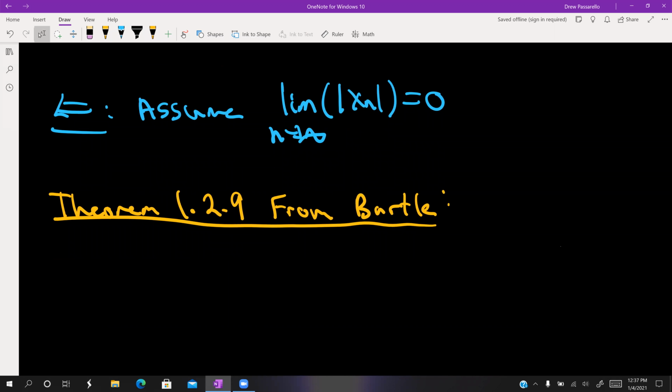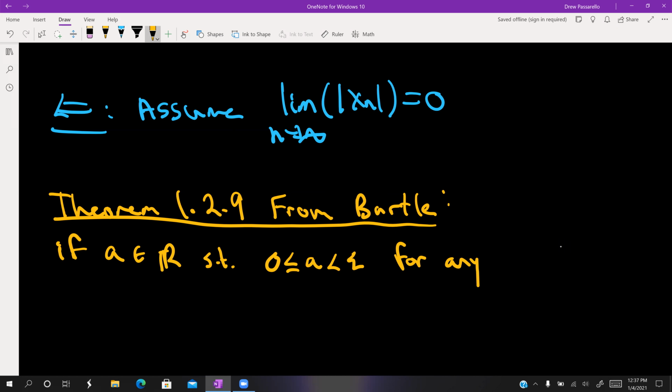So the theorem basically says if a is some real number such that 0 is less than or equal to a, which is less than epsilon for any epsilon bigger than 0, then that means a itself is 0. And you'll see once I work out the proof how I'll be applying this theorem.